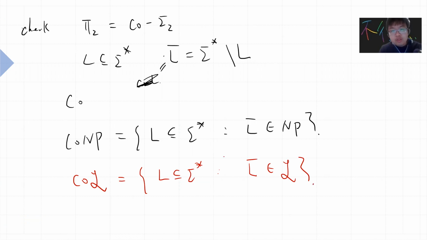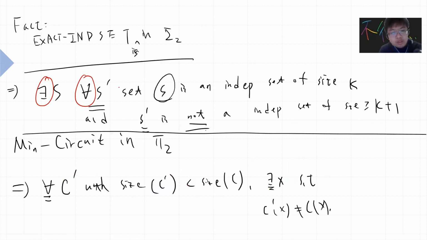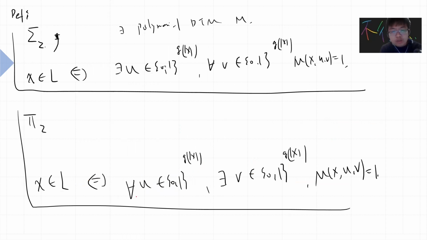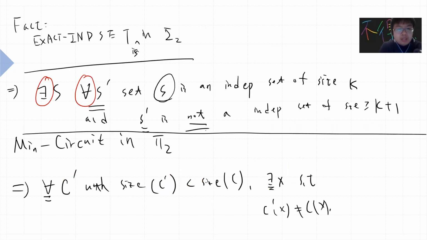Okay, so simply speaking, just reverse all the for all. So just reverse for all to exist, and then exist to for all. So for the previous one, you just change this exist to for all and change the for all to exist. So just simply do this, and you get another language. Okay, very simple.